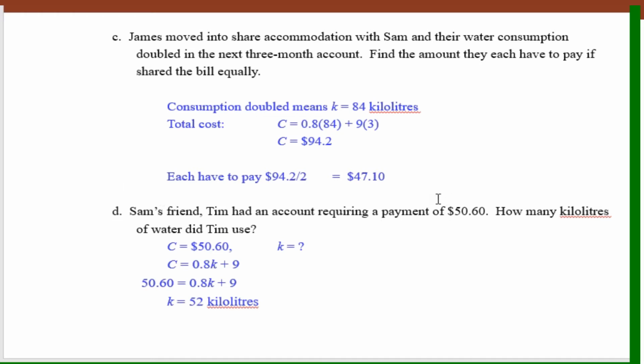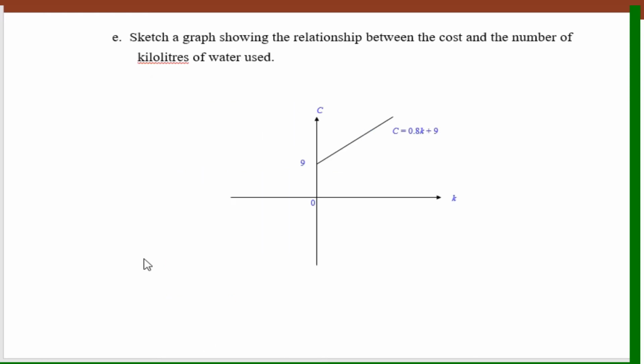Sam's friend had to pay $50.60. Now in this question, they did not state 3 months. So you use 1 month. So now they are saying cost is 50.60. So 50.60 equals 0.8K plus 9. You need to solve to find K. So K will be 52 kiloliters of water.